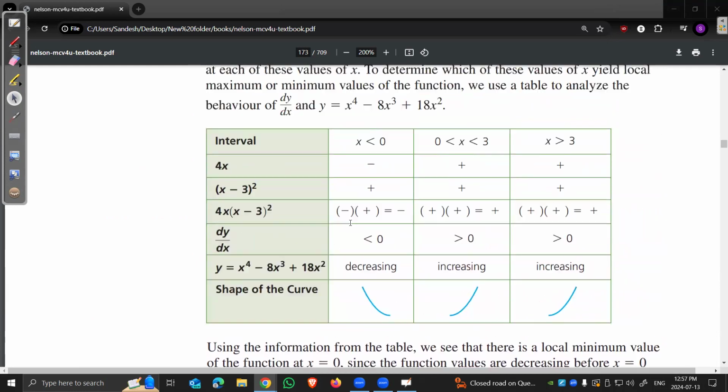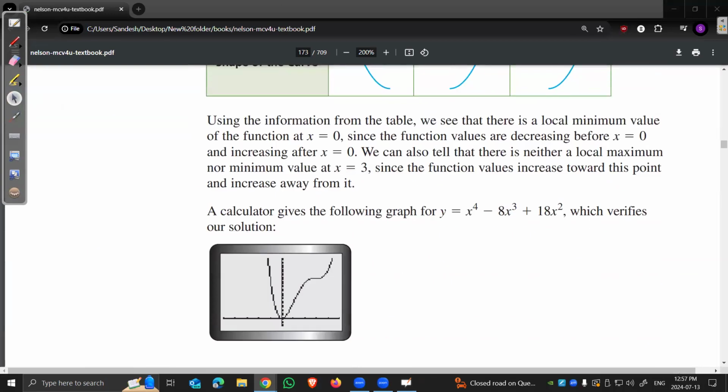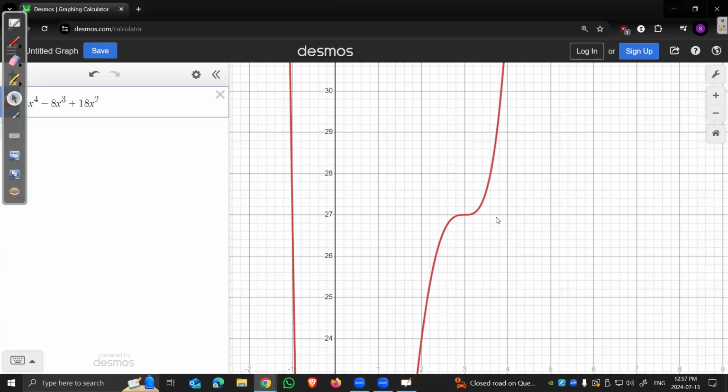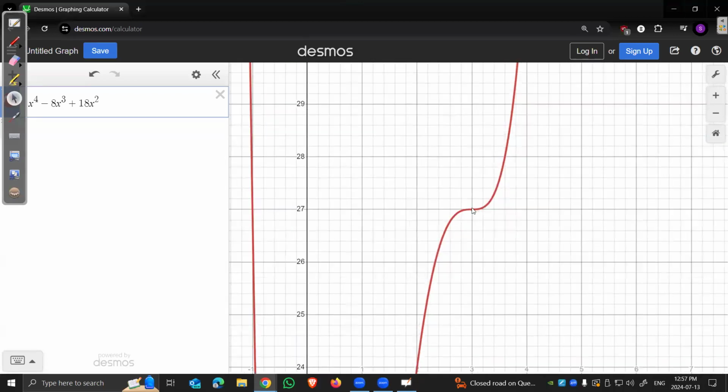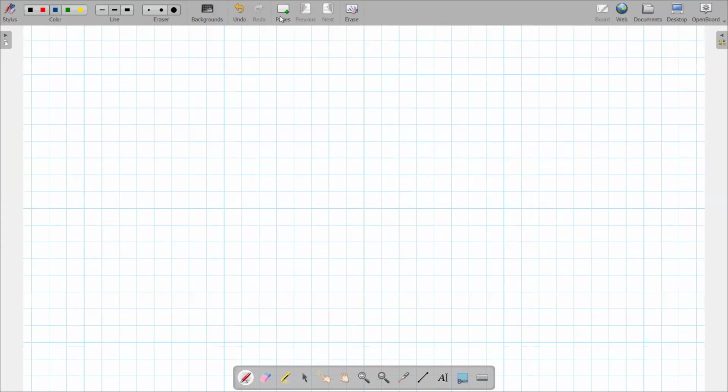So the conclusion is that x equals 0 is definitely a minimum, okay? But x equals 3 is neither a maximum nor a minimum. I'll tell you what this is, and we can talk more about this tomorrow. Notice what happens to this function at this point. Is this concave up or concave down? It looks like this. It's concave down. So before that point, we have concave down. After that point, what do we have? Concave up.